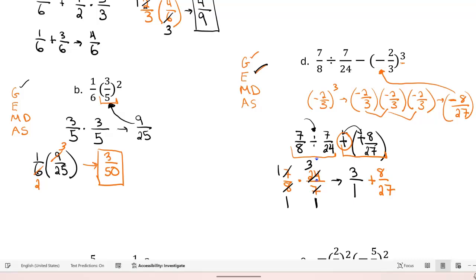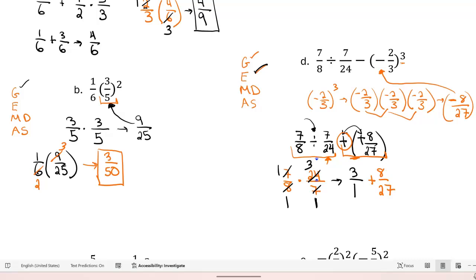So there is an addition sign between the parenthesis and the other fraction. That means you still have to have addition. That parenthesis does not mean multiplication. So be really careful with that. Okay, so now we're adding two fractions. Well, that means I need to get a common denominator.